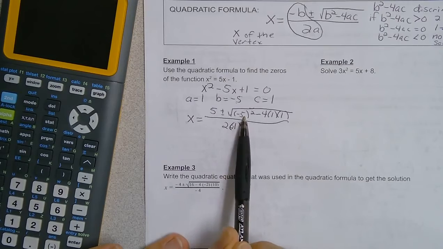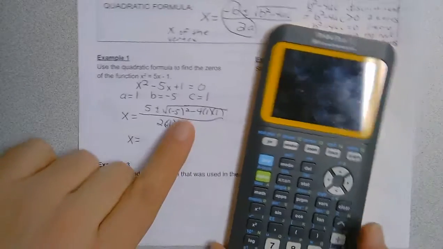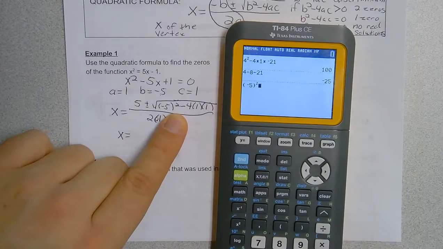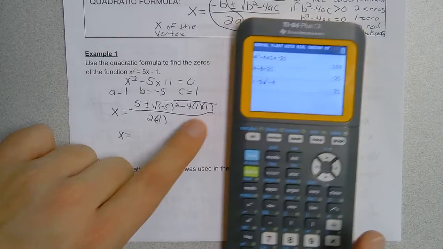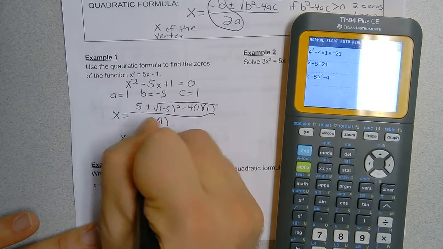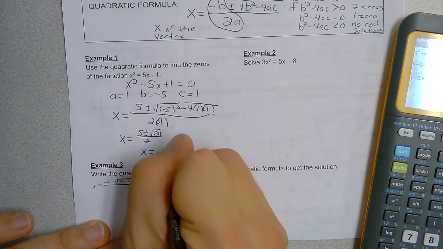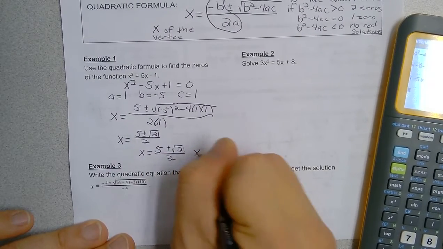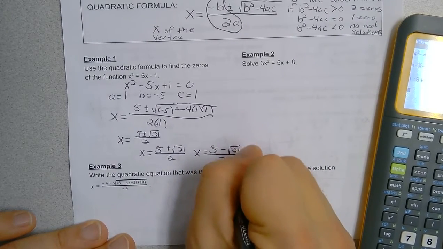So in substituting this, I'm just going to use my calculator to simplify the discriminant. So negative 5 squared minus 4 times 1 times 1 is 25 minus 4, so it's 21. So we have 5 plus or minus the square root of 21 over 2. We can break that up into its two parts. So x equals 5 plus the square root of 21 over 2, and x equals 5 minus the square root of 21 over 2.